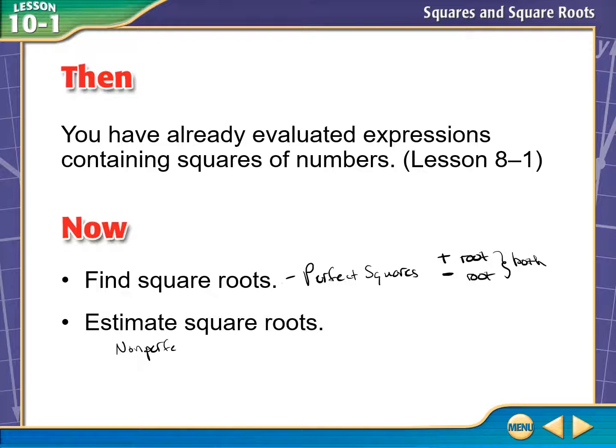So we estimated non-perfect squares to the nearest integer by figuring out what was the closest perfect square that they were closest to. Right? So example was square root of 22 was in between 16 and 25. So when we took the square root of 16 and 25, we found that the square root of 22 is between 4 and 5, and it's closer to 5. So the square root of 22, we could say, is about 5.